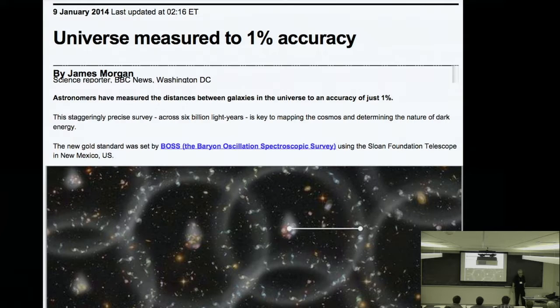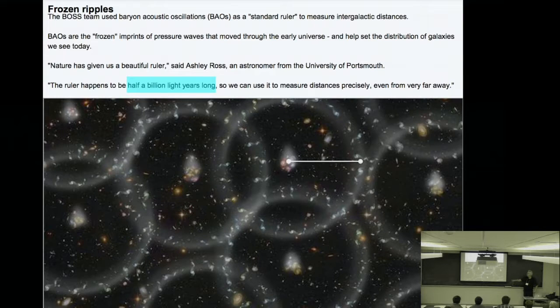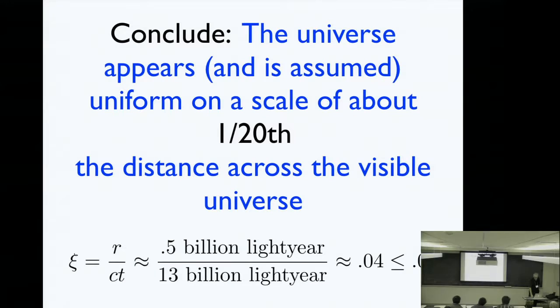There's a largest length scale in the universe, these baryonic acoustic scales. This largest length scale is about 500 million light years across. Everything looks pretty spherical there. And so the standard model assumes that beyond the scale of about a 20th of the way across the visible universe, the universe is uniform and is described by a Friedmann spacetime.